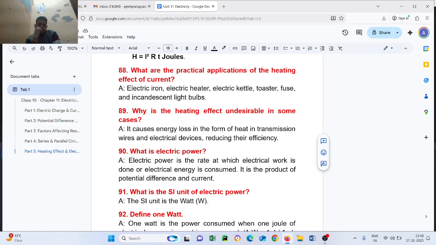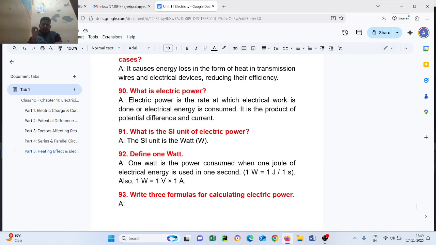Question number 91. What is the SI unit of electric power? Question number 92. Define 1 watt. 1 watt is the power consumed when 1 joule of electrical energy is used in 1 second. 1 watt equal to 1 joule upon 1 second. Also 1 watt equal to 1 volt multiplied by 1 ampere. Write the three formulas for calculating electrical power.